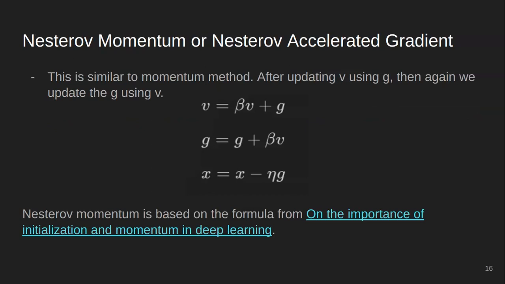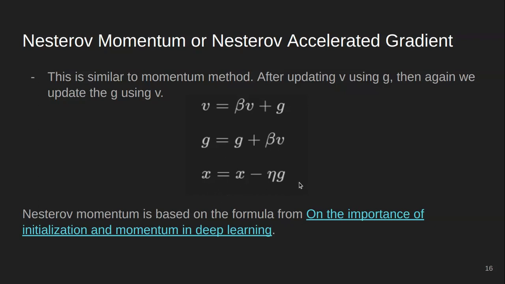Now Nesterov momentum, or Nesterov accelerated gradient, is similar to the momentum method. After updating v using g, we again update g using v. If you look at the equation, it is similar to the previous one. Here we are again adding beta times v to our gradient itself.